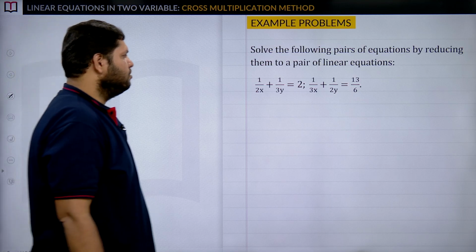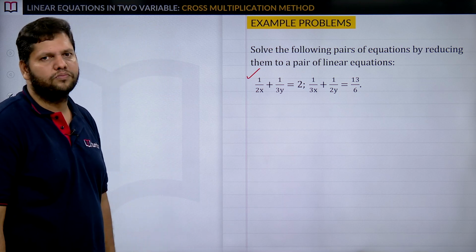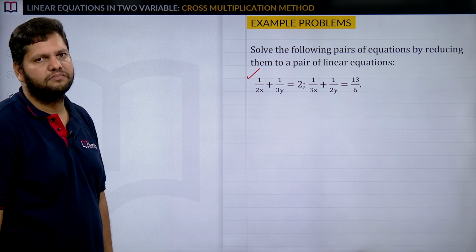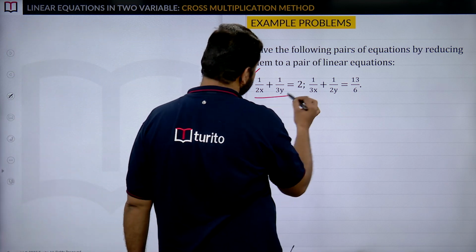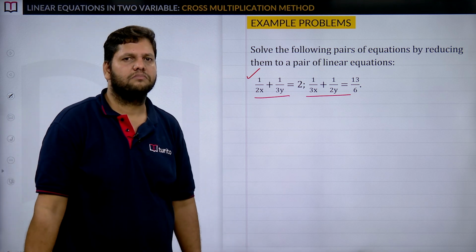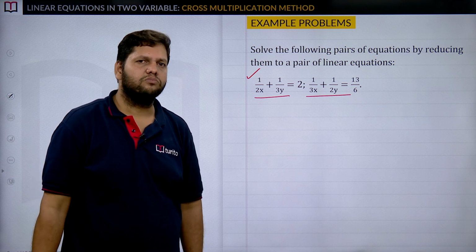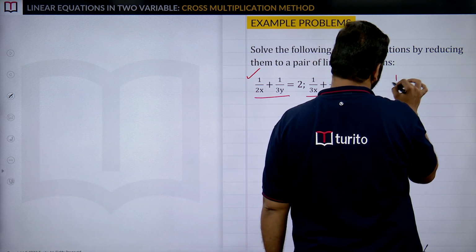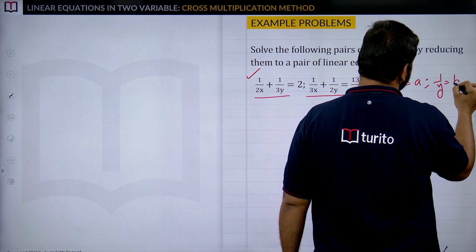And children, let us see another question. The same pattern, children. So 1 by 2x plus 1 by 3y is equal to 2. And 1 by 3x plus 1 by 2y is equal to 13 by 6. Clear, children? Okay. And children, listen here. These two equations are not in standard form again. Isn't it? Are they in standard form? They are not in the form of standard. Yes or no? Again, we have to bring into what? A standard form, children. So how can we bring standard form? Same thing. So we have to assume, children, 1 by x value I am assuming is A, 1 by y value I am assuming as B, children.